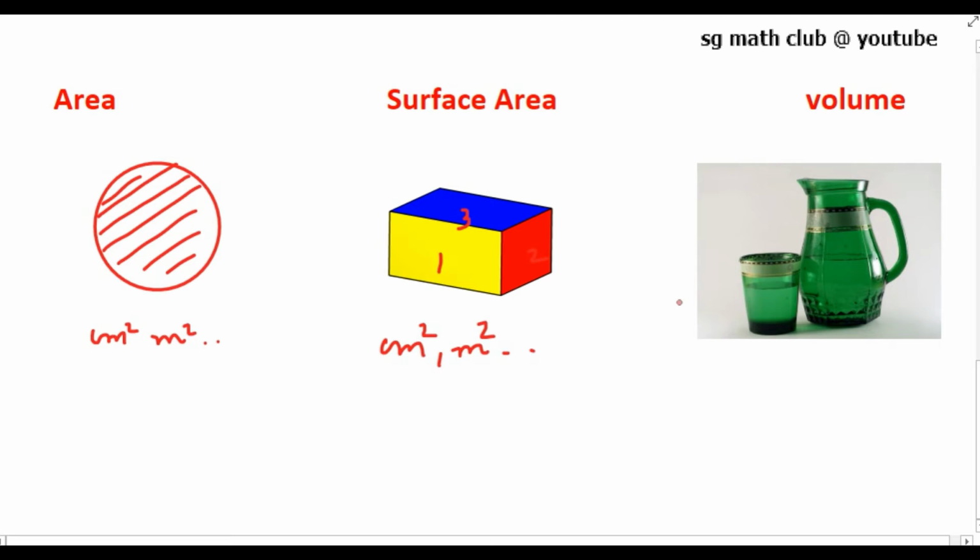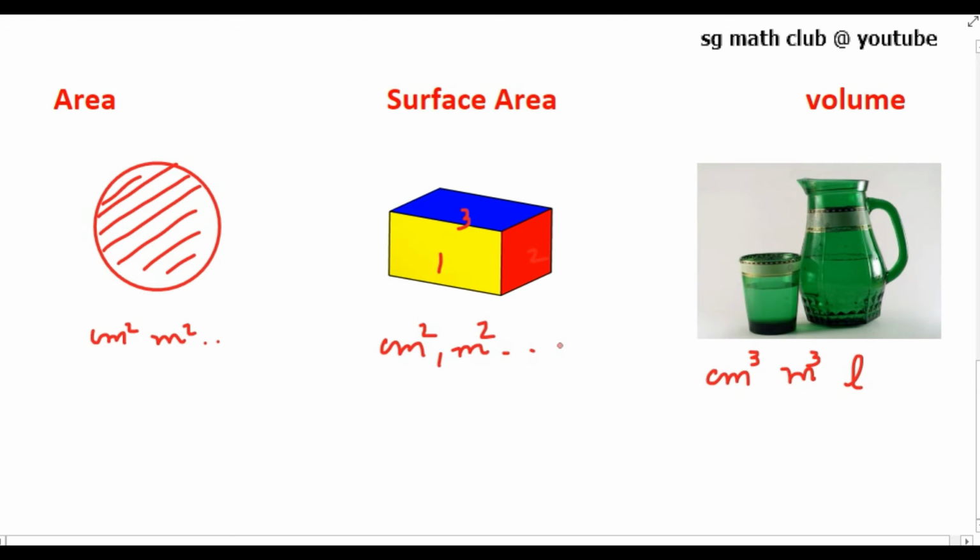Now volume of an object is the measure of the space it occupies, or the capacity of an object. The volume of a substance means its interior, how much it can accommodate. See, how much volume of water this glass contains, or how much juice this jar contains. Volume is usually measured in centimeter cube, meter cube or in liters. So these are the main differences between area, surface area and volume.